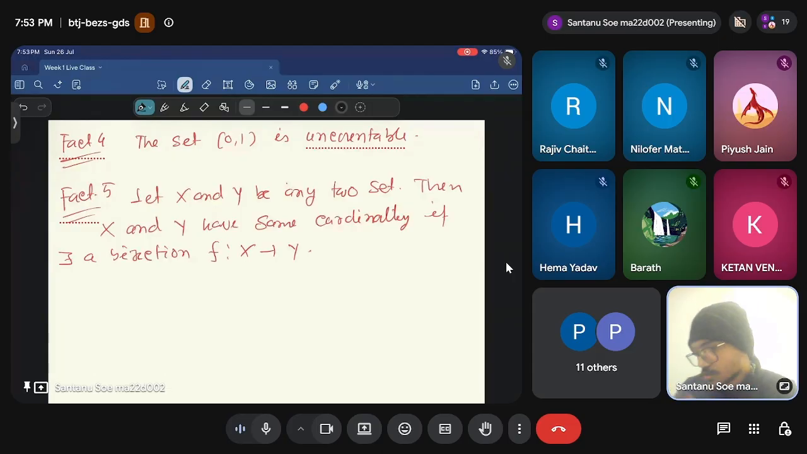Okay, so now if we can somehow prove that there is a bijection between open 0 1 and the set of real numbers, then we can prove that R is uncountable, right? Because we have already shown that open 0 1 is uncountable. So now can someone give me a bijection from open 0 1 to R? Does anyone know?